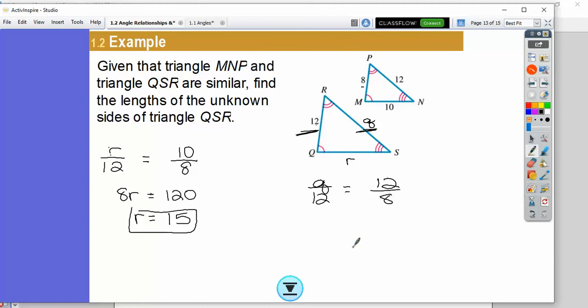Yep. Alright, so then if we cross multiply, we get 8q equals 144. And q is 18. There are multiple ways you can set these up. You just have to get a valid proportion. So just pick a side from one triangle, it has to match up with the corresponding side in the other. Alright, we're going to do one last problem like this and then we're done.